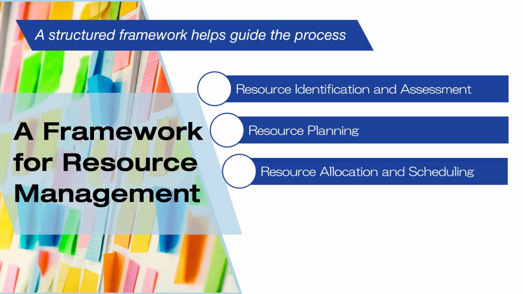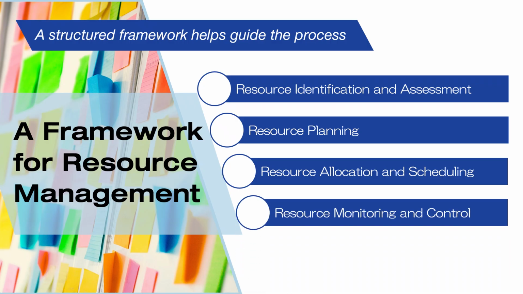Resource allocation and scheduling. Using your resource plan, you can then allocate and schedule your resources. You might assign the lead writer to create the executive summary, while a junior writer is assigned to update the company history section. By using a project management tool, you can visualize who is doing what and when, which helps you to avoid over-allocating any single team member.